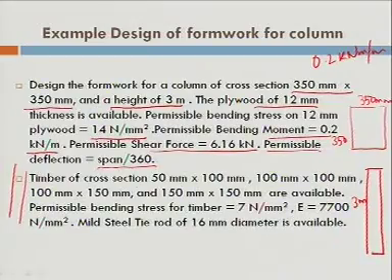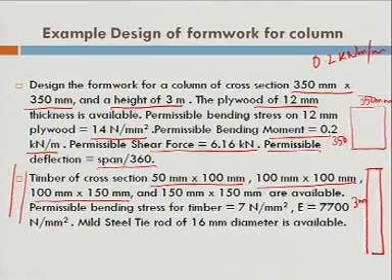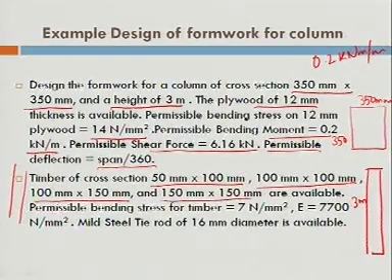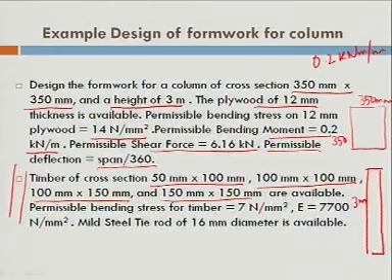Now, the timber of cross section 50 millimeter by 100 millimeter is available, 100 by 100 is also available, 100 by 150 millimeter is available, and 150 millimeter by 150 millimeter is available. So, these statements are just to inform you the availability of various timber with you.